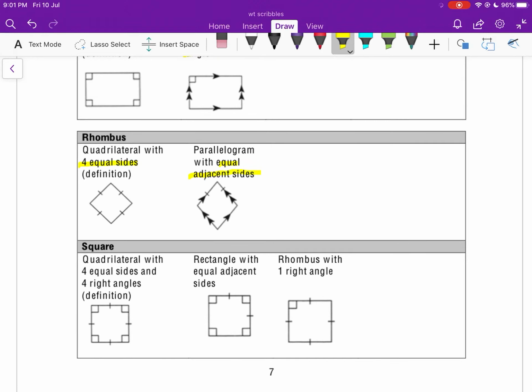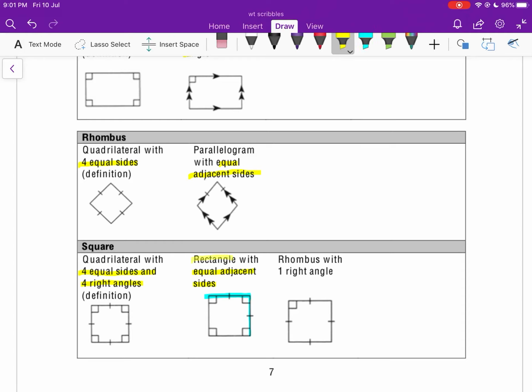A square is the strictest kind of rhombus, rectangle, or parallelogram. So as long as you have 4 equal sides and 4 right angles, they are squares. Or any rectangle that has equal adjacent sides. Adjacent sides means sides that are beside one another. These are adjacent sides. So if they are equal, we can conclude that they are squares.